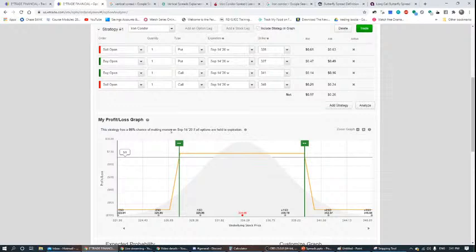80 or above is pretty good, because that means these things become worthless, and you just collect the credit. And you only offered, what, $100 of collateral to do these for this range?